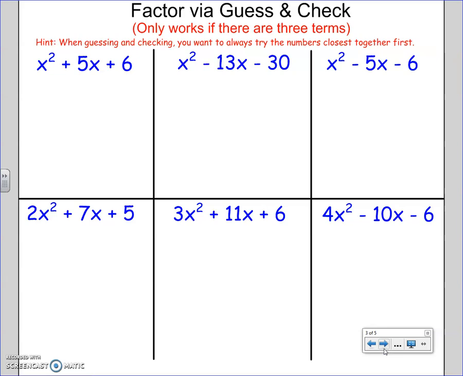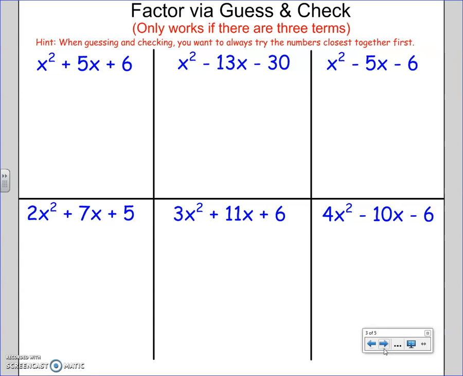So we're going to do it again. Factor via guess and check. Again, only works if there's 3 terms. And the hint, like I said, always try the closest numbers together. And you still check for GCF first. So for this first term, there's 3 terms, there is no GCF. I'm going to do guess and check.